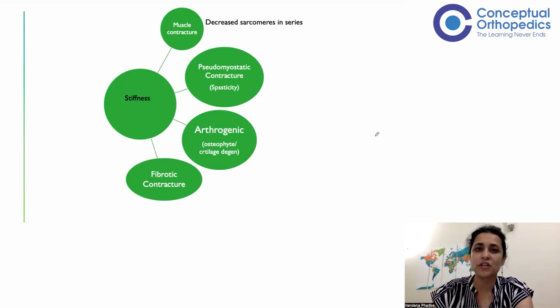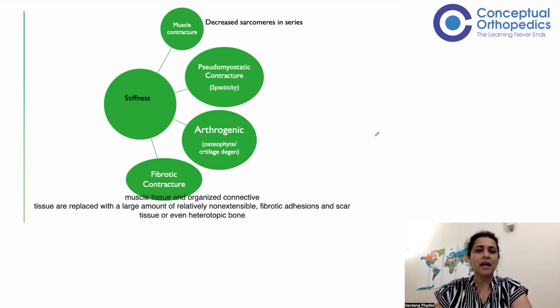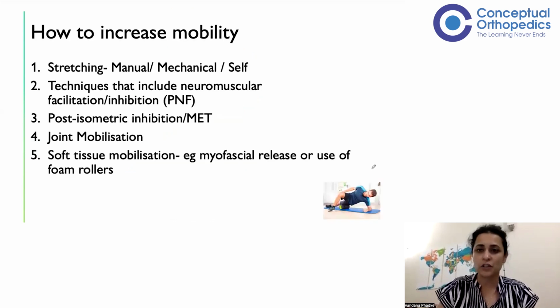So as I said, muscle contracture is decreased sarcomeres, and fibrotic contractures are nothing but the muscle tissue and the organized connective tissue being replaced by non-extensible fibrotic adhesions or scar. That is what we call scar tissue formation, which generally follows an injury or inflammation. So I'm just going to go over these things on a very generic basis. And if anybody has any questions for any specific joints, we'll discuss those as well.